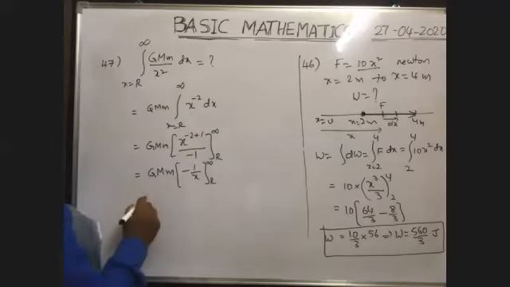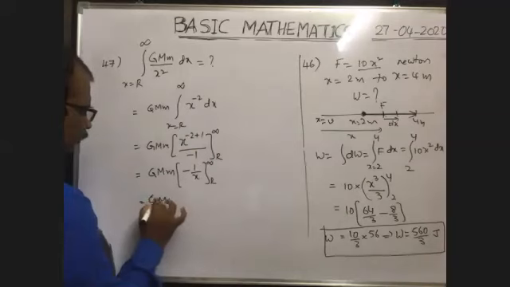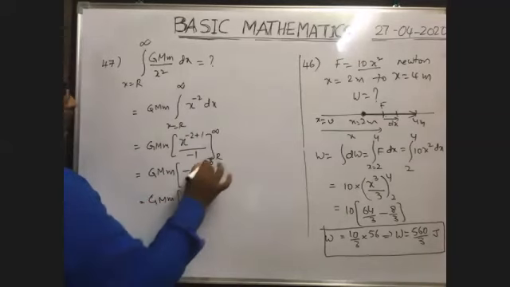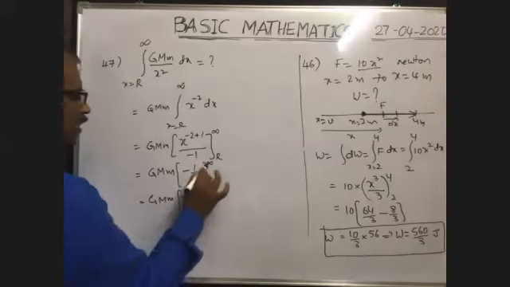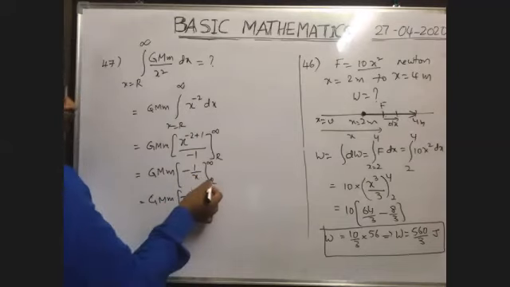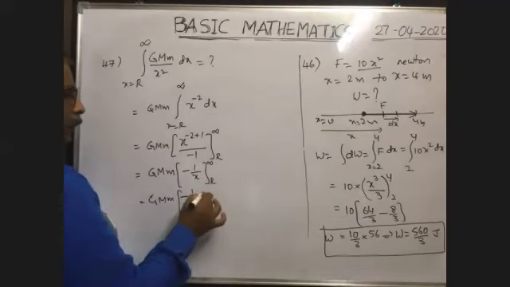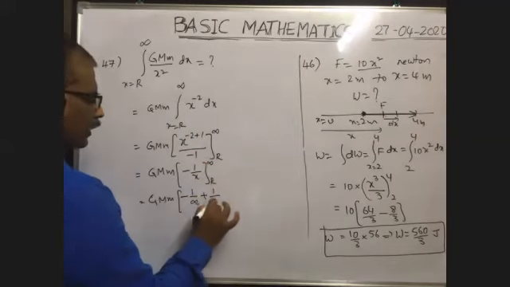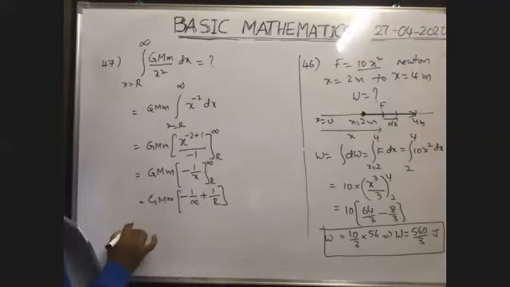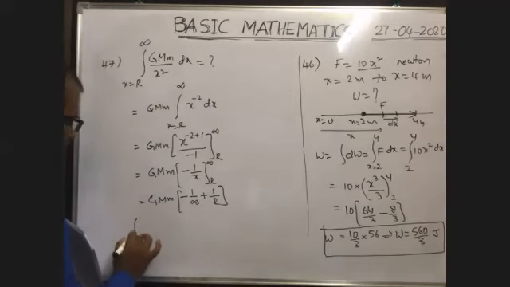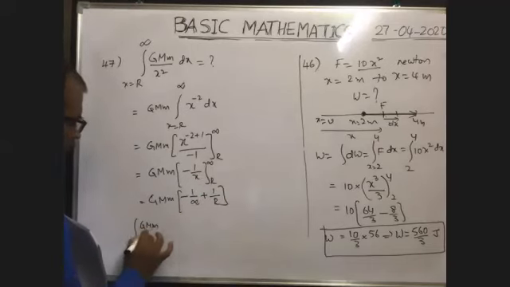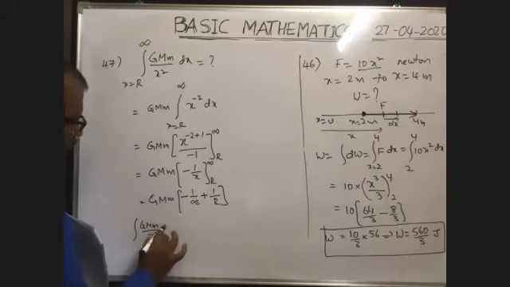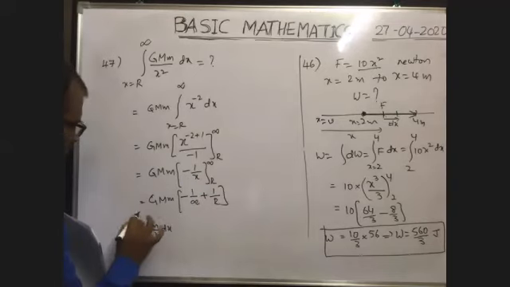Now you substitute the limits. GMm into, first substitute the upper limit: minus 1 by x means infinity. Before substituting the lower limit, you have to put a minus sign. Minus of already minus is there, so you'll get plus 1 by, instead of x, you write capital R.